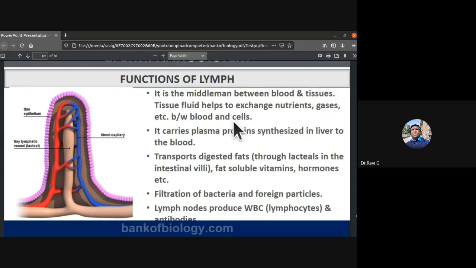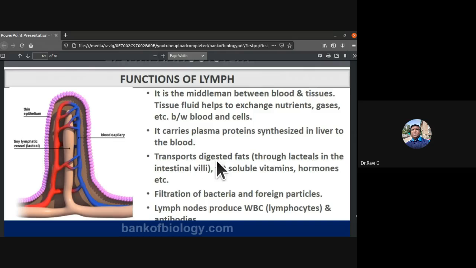So the tissue fluid or lymph helps in the exchange of nutrients and gases between the blood and cells. The lymph also carries plasma proteins synthesized in the liver to the blood.